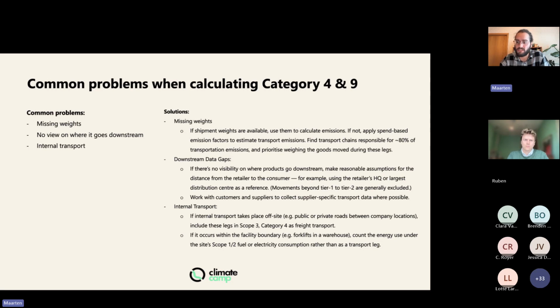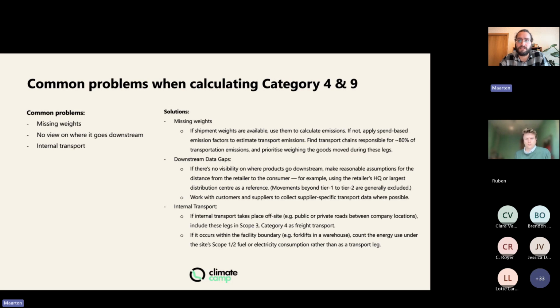Now, then we prioritize weighing of these goods to calculate for missing weights, but you cannot, obviously, if you're a large organization, start weighing everything. So you need to define for yourself what is feasible to do and which is a major impact on your emissions. The second common problem we often encounter is there is no view on where it goes downstream.